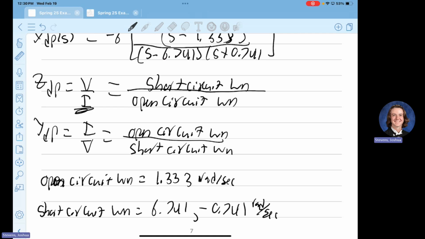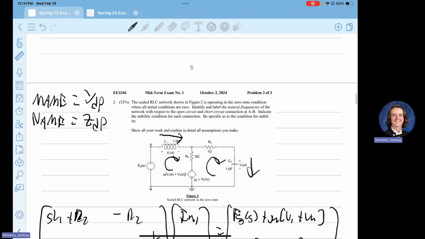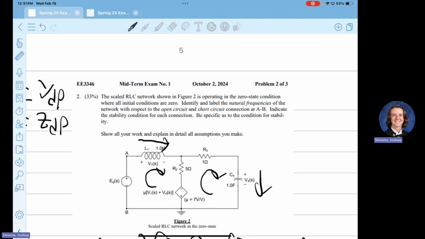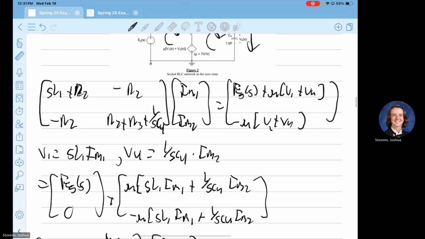Is this making sense? All right. We're not fully done. We also need to be specific to the conditions for stability, as in we need to indicate the stability condition for each connection. And when he says each connection, he's talking about either the open circuit connection or the short circuit connection.